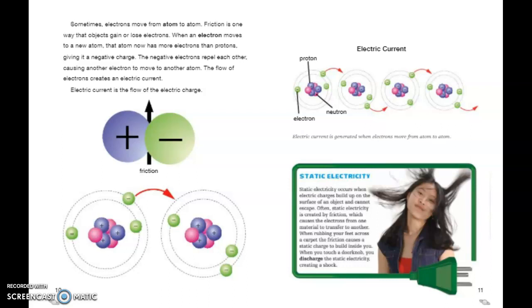Static electricity occurs when electric charges build up on the surface of an object and cannot escape. Often, static electricity is created by friction, which causes the electrons from one material to transfer to another. When rubbing your feet across a carpet, the friction causes a static charge to build inside of you. When you touch a doorknob, you discharge the static electricity, creating a shock.